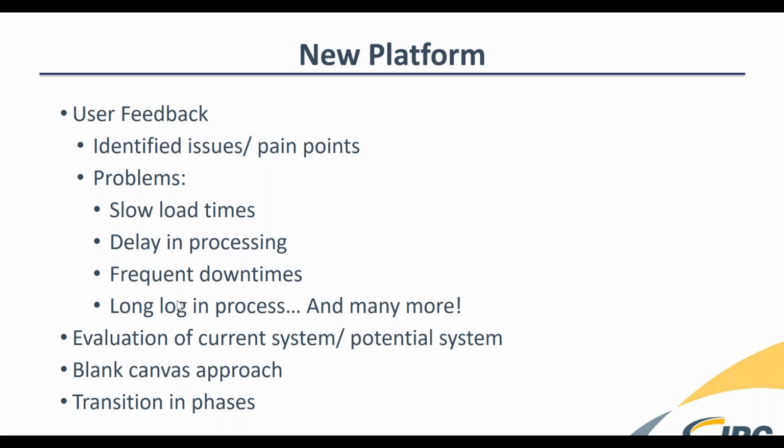So we did an evaluation of the current system, and we mapped it out against what we saw as a potential new system. And we decided, you know what, instead of trying to put a band-aid on our current system, there were so many places where we felt that we could have been doing better, that maybe we should start with a blank canvas approach. And that's what we did. And so we started to build out a completely new infrastructure from the ground up.